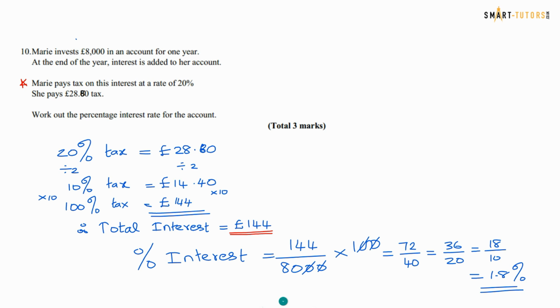So the percentage of the interest is equal to 144, the interest, divided by the original amount 8,000, times 100. If you simplify this or make use of a calculator, it gives the answer 1.8%. That is the answer for question number 10.